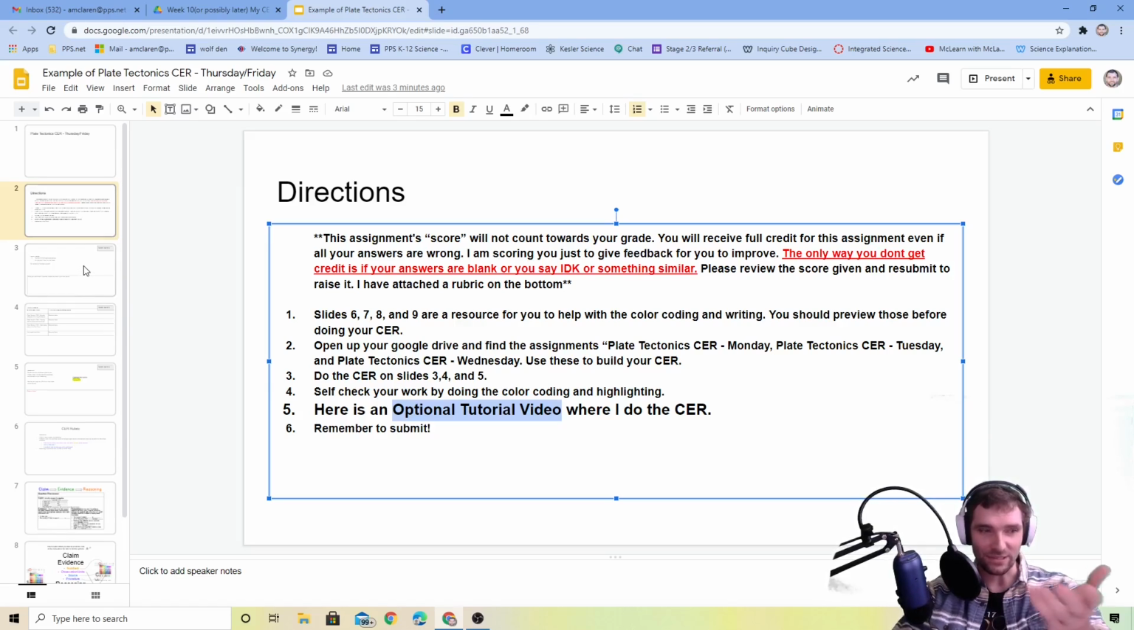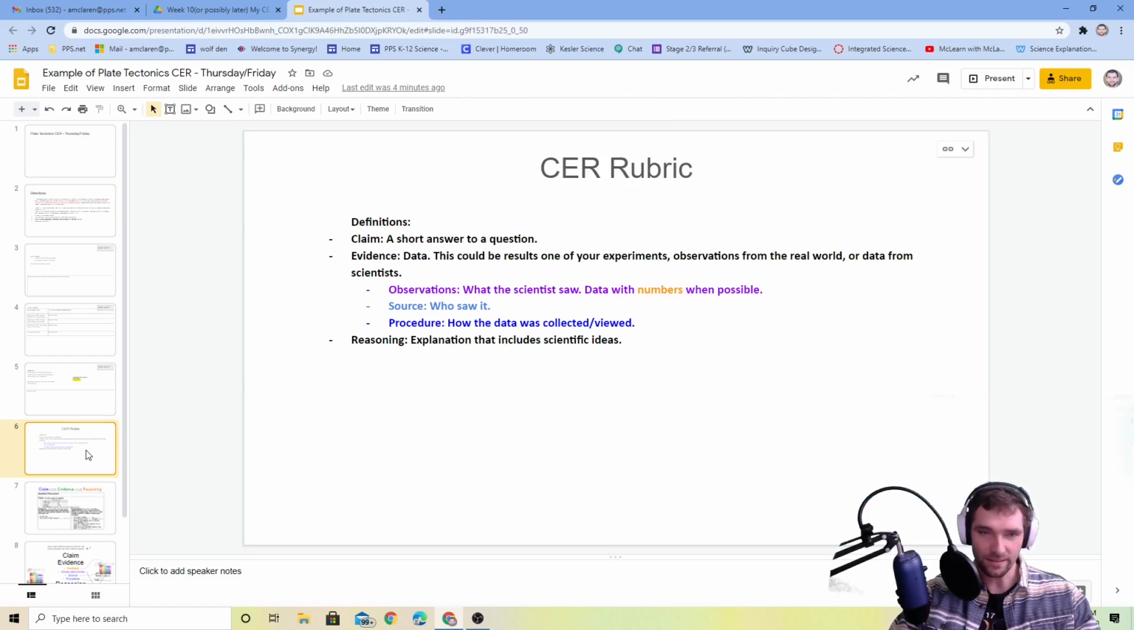I'm just going to basically do the CER and use the resources as I've said in these instructions. Like last time, I'm going to be using the rubric to score you on how you're doing, but you'll get credit for the assignment if you just do the assignment. So don't worry too much about the score. I'm not expecting people to get 100% scores on this, though last time a number of people did, so we'll see.